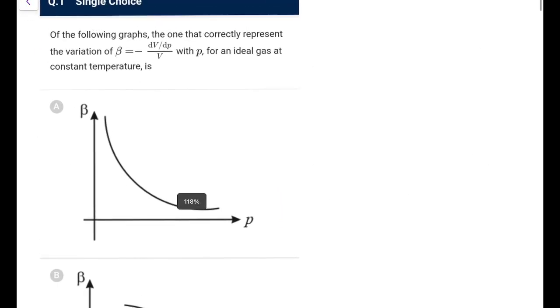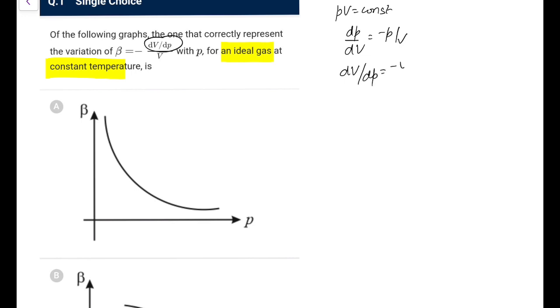Question number 1. Of the following graphs, the one that correctly represents the variation of a quantity beta, defined as minus dV by dP by V, with P for an ideal gas at constant temperature. These are very standard profiles. Ideal gas at constant temperature simply means T is constant, or PV is constant, and for an isotherm dP by dV is minus P by V. Here it is dV by dP, so you can write dV by dP as minus V by P.